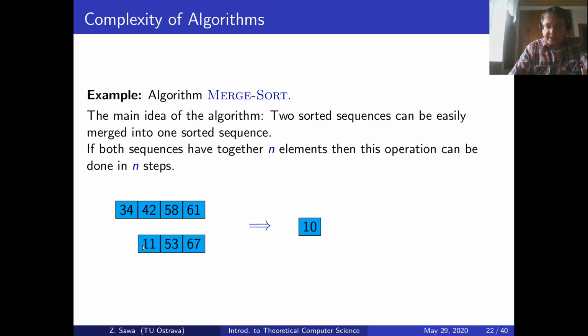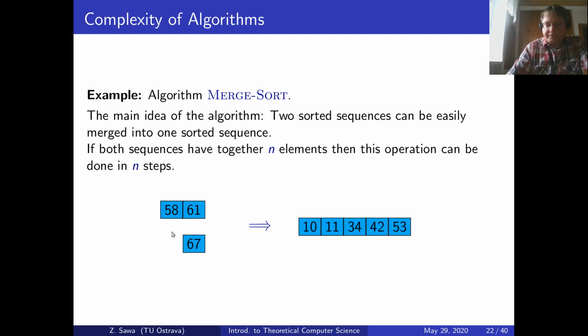So now the first elements are 11 and 34. So 11 is smaller, so it will be added. Now 34 is smaller than 53, so from these two, 34 will be added. 42 is smaller than 53, so this 42 will be added. 53 is smaller than 58. 58 is smaller than 67. And 61 is smaller than 67. And now there is nothing more to compare, so 67 is added to the end.